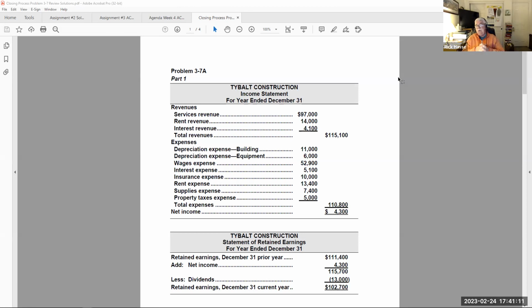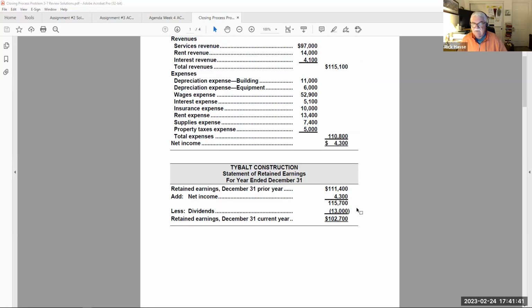Now, the difference also in this problem is you have to put in and break down all the various accounts. They're not given to you. You have to complete the financial statements. So here for Tybalt Company, here's their income statement. As you can see, they made a profit of $4,300. And here are all the balances in the adjusted trial balance for service revenue, rent revenue, interest revenue, all the revenues, expenses, all the expenses, and then the net income.